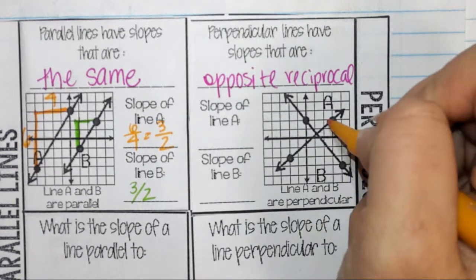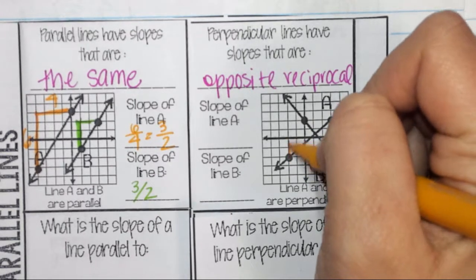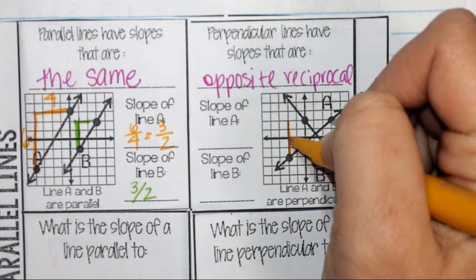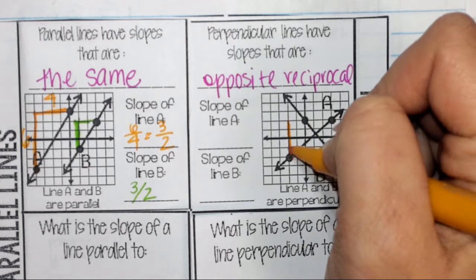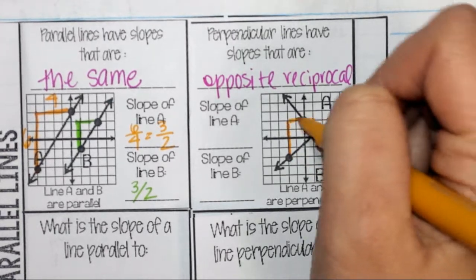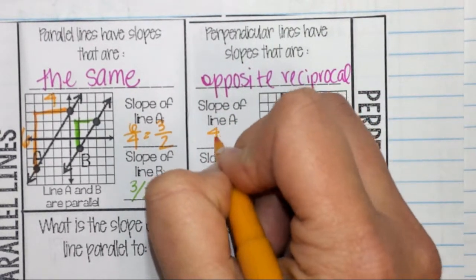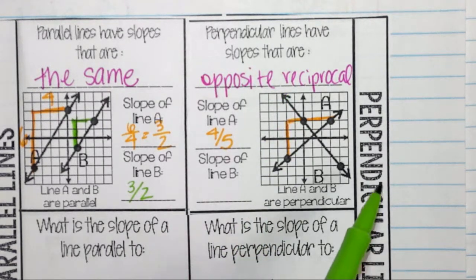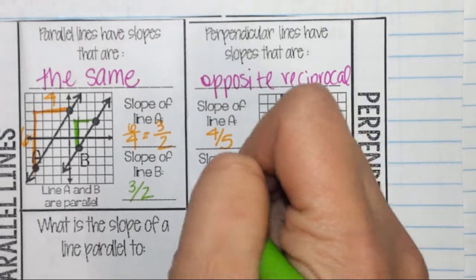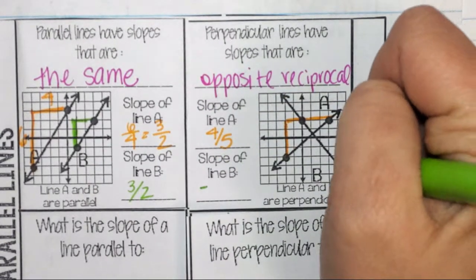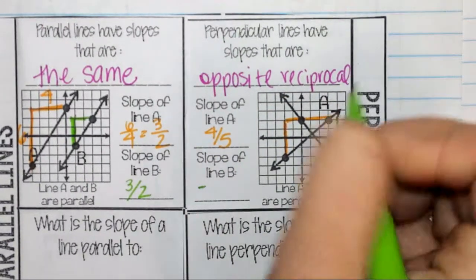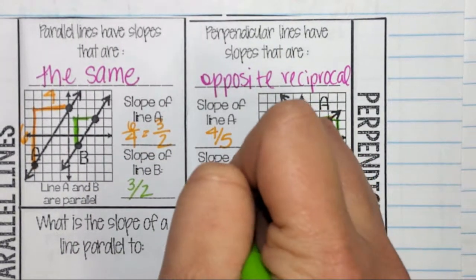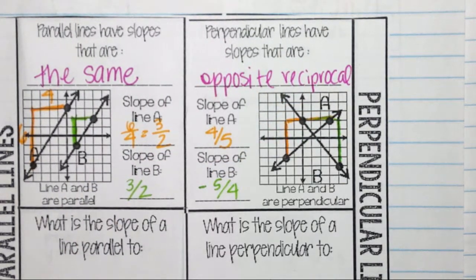So first we're going to figure out what the slope of A is. We're going to count up 1, 2, 3, 4, and then go to the right 5. So our slope is 4/5 for A. And then we're going to do B. Now, B is negative. You would fall down the hill into the Valley of Chocolate. So we already know it's going to be negative. How many do you count up? 5. And how many do you count to the left? 4. Are those opposite reciprocals? They're perpendicular.